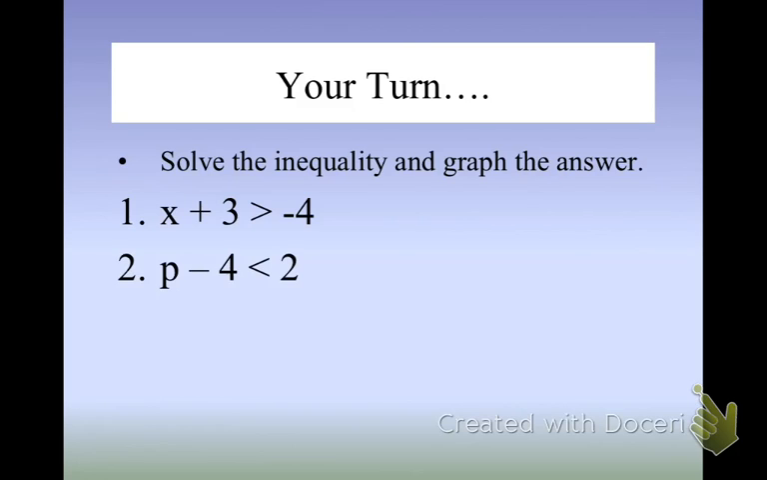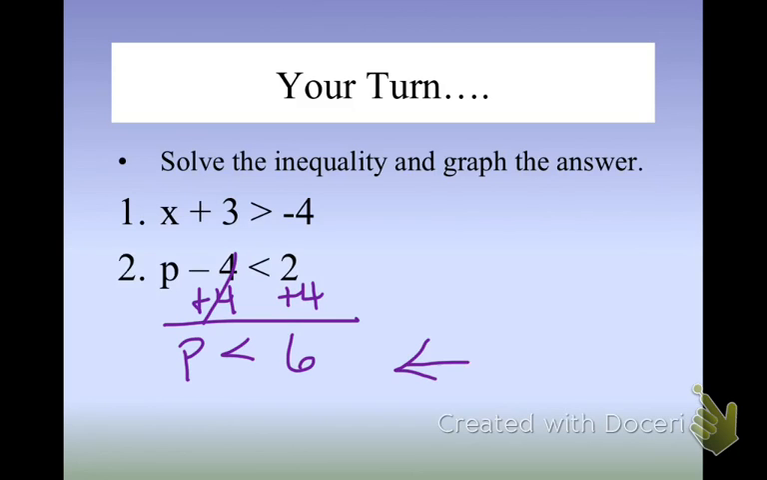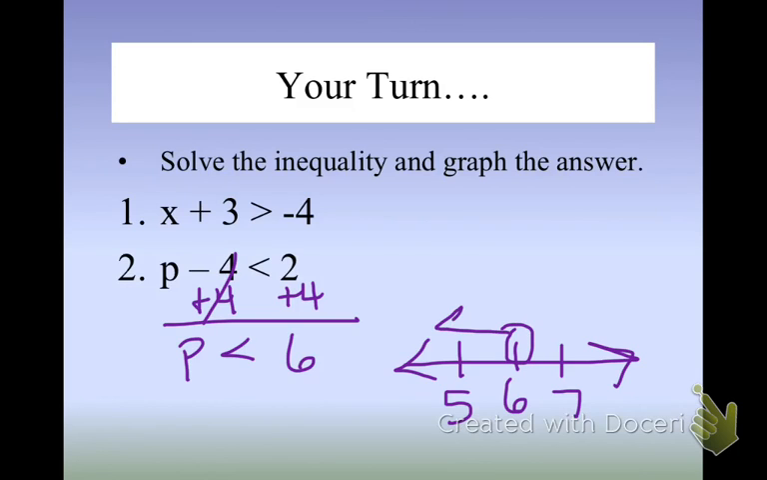Here's another one. So I want to add 4 to both sides. Bring down the symbol. 2 plus 4 is 6. Graph on a number line. And I'm on the positive side. The absolute value gets larger the farther right I go. And again, open circle, and it points to the left because it is less than.